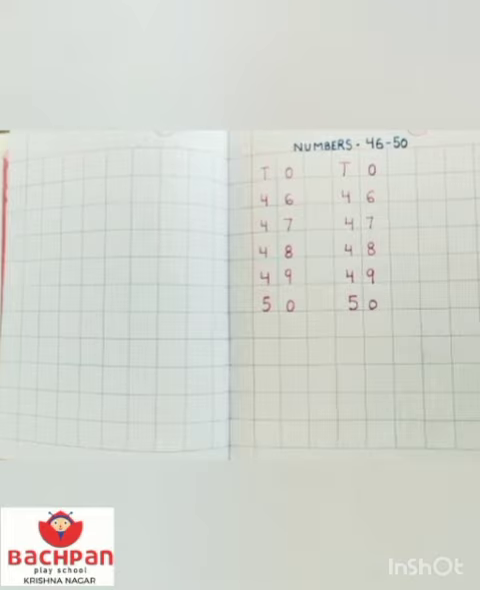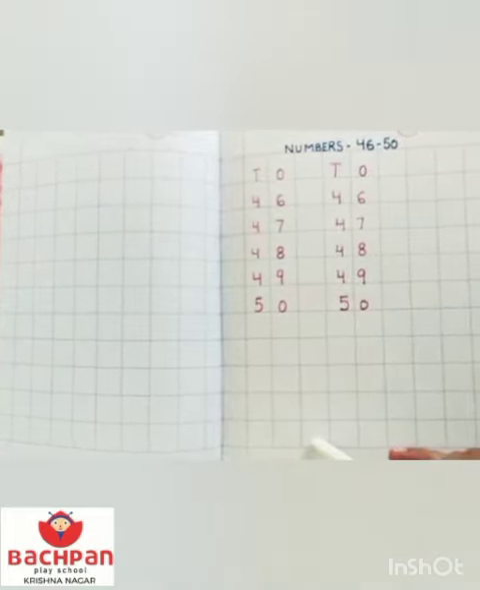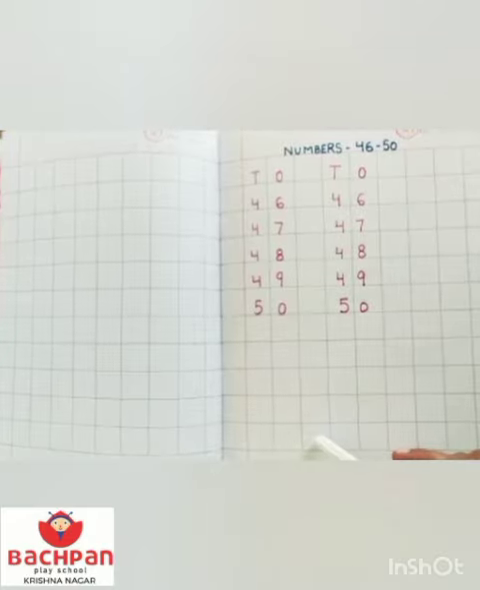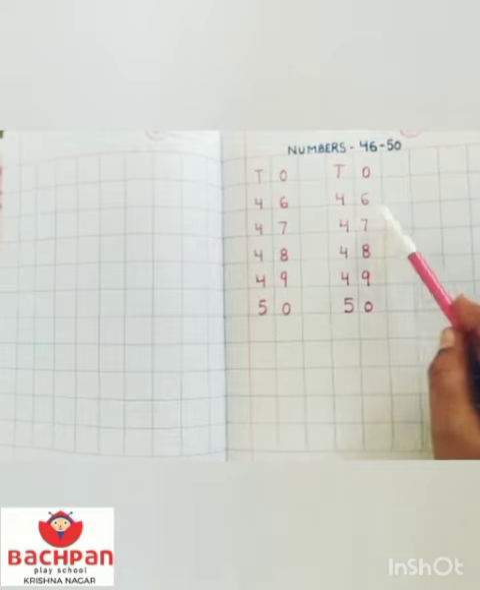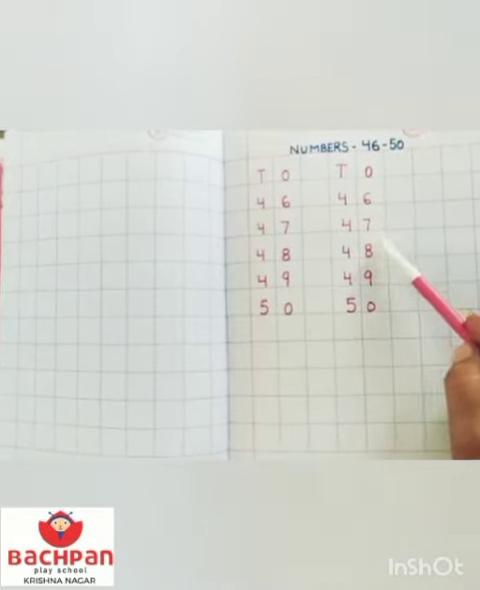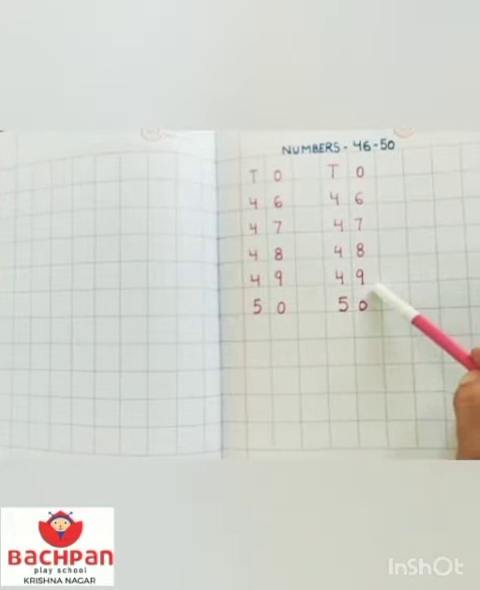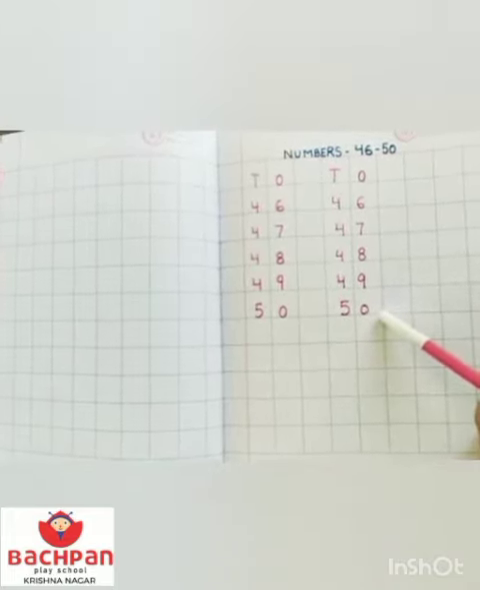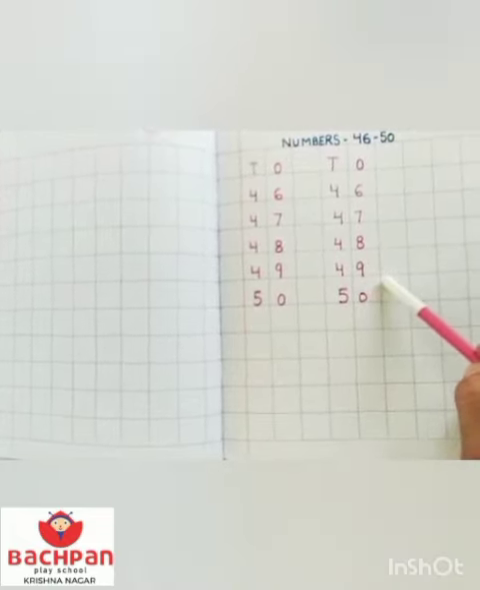4, 1, 41, 4, 2, 42, 4, 3, 43, 4, 4, 44, 4, 5, 45, 4, 6, 46, 4, 7, 47, 4, 8, 48, 4, 9, 49, 5, 0, 50. Always remember, you have to touch the line and write the numbers.